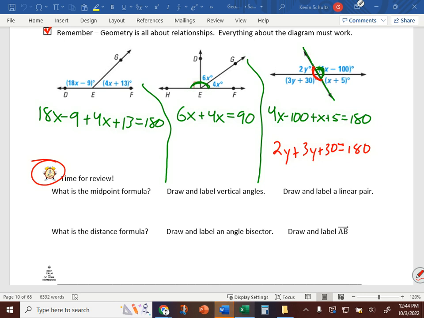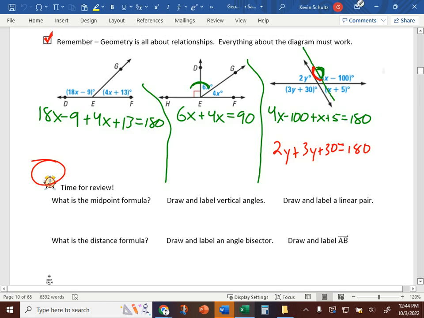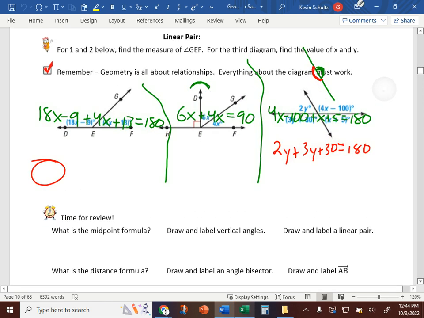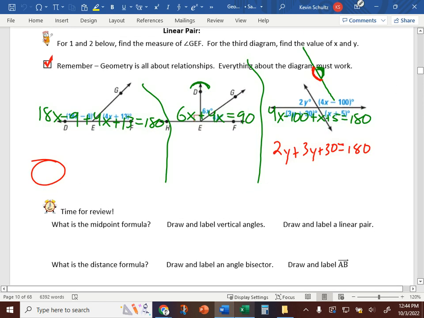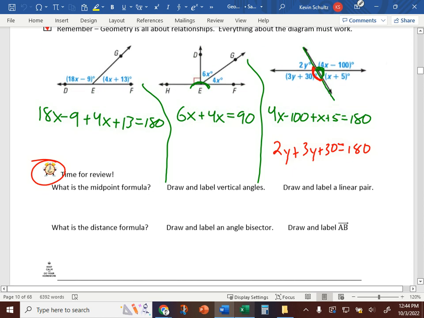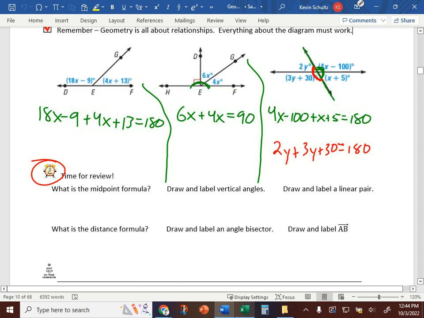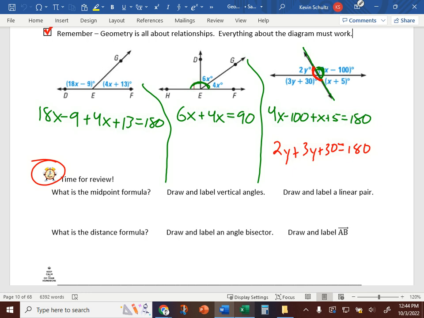You need to solve for the variable. Yeah, but do you need to plug in the variable? You don't have to plug. I didn't tell you a specific angle to solve for, unless I did up at the top, which I just missed. But hold on, let me just verify. It does say find the measure of GEF for the first two. So I guess there's a little bit more that you have to do for that one. But for the third one, it's just all for X and Y. Okay, and then the 6 down at the bottom for review.